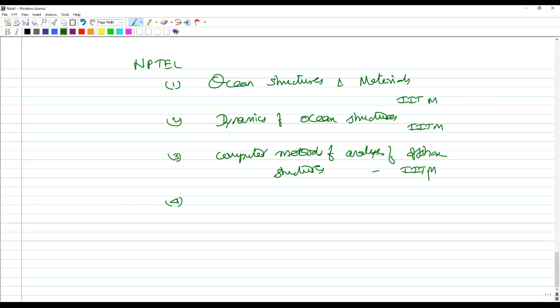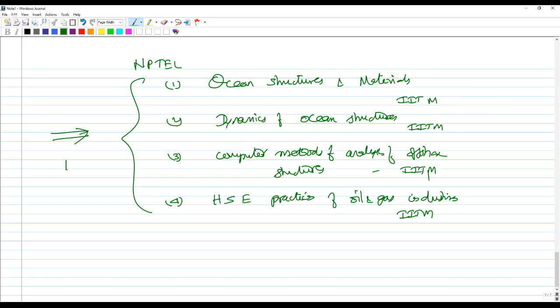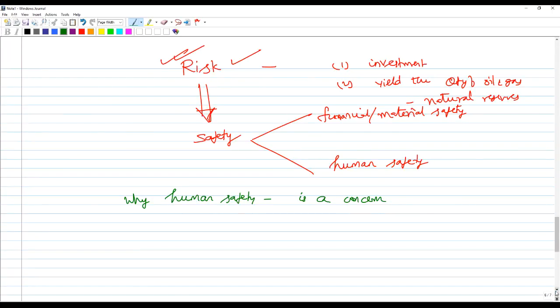The fourth could be health, safety, and environmental practices of oil and gas industry, which is again offered at IIT Madras. I request you to go through these courses in parallel for your self-learning and get the importance to answer this specific question, why human safety is a concern in offshore structures. However, for our interest, let me summarize. Human safety is important because offshore structures operate in a hostile environment.